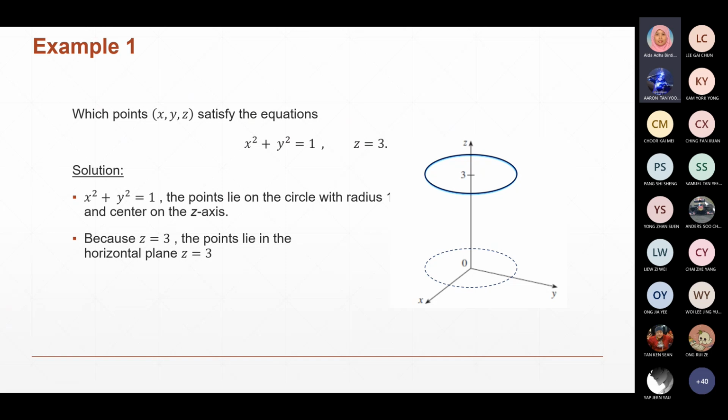Next, this is an example. How do we put one point, where this point must satisfy these two equations? The first one here is x squared plus y squared equal to 1. So what is this equation?